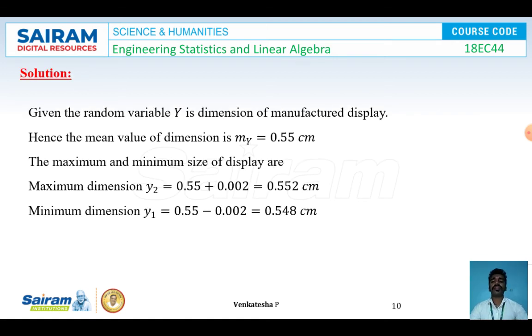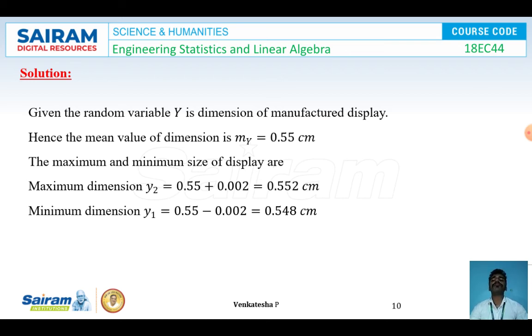So to calculate this, the given random variable y is the dimension of the manufactured display. Hence the mean of the dimension is mu_y equal to 0.55 centimeter. Now I am going to find the maximum and minimum size of displays. The maximum dimension y2 is given by 0.55 plus 0.002, which is equal to 0.552 centimeter. Similarly, the minimum dimension y1 is 0.55 minus 0.002, which is equal to 0.548 centimeter.